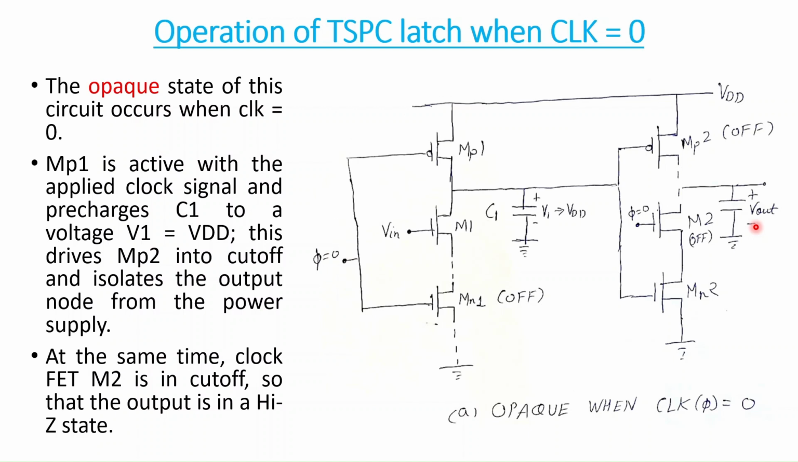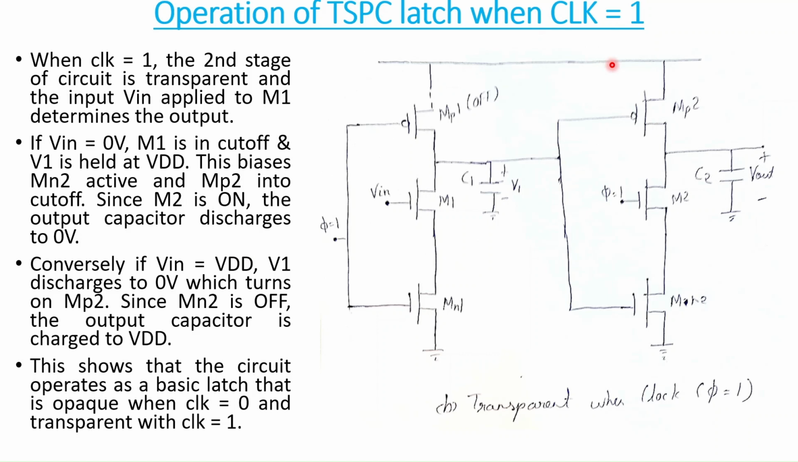So it means that the output node is cut off from the power supply. So this V out is cut off from the power supplies because both this M2 and this MP2 are off. So the output will be in high impedance state because it is not connected to anything. This also has infinite resistance. This also has infinite resistance. So this output will be in high impedance state.